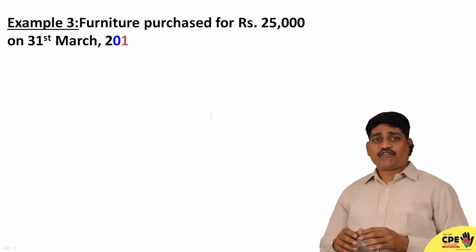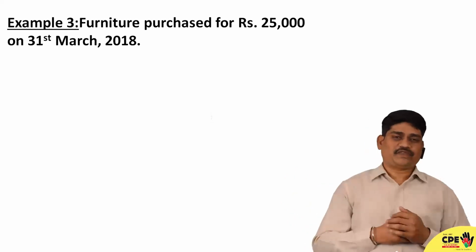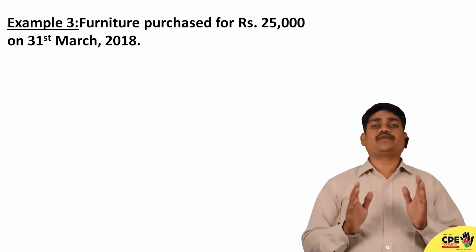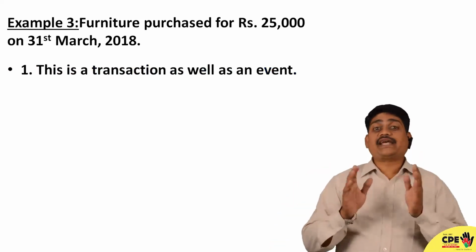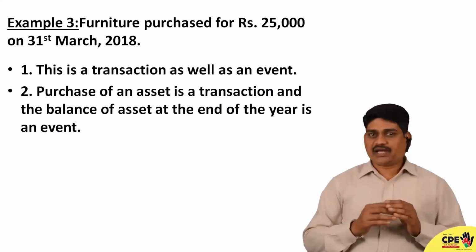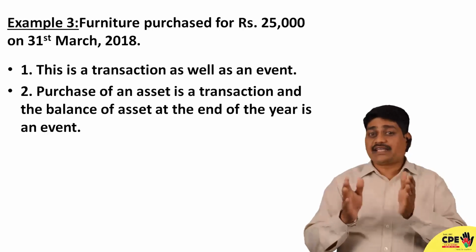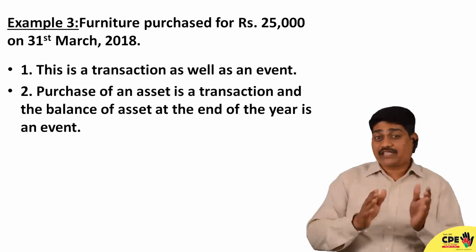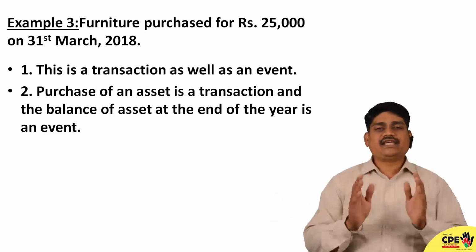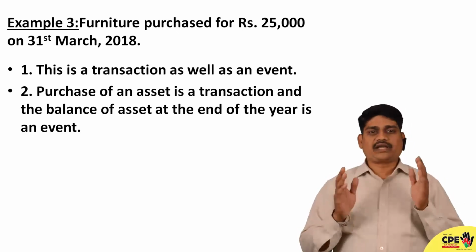Furniture purchased for 25,000 on 31st March 2018. 31st March 2018 means year ending. This is a transaction as well as an event. Purchasing of an asset is a transaction as we discussed earlier, and the balance of the asset at the end is an event, because we bought the furniture at the end of the year. So the balance of the asset at the end of the year is an event. The balance will be carried forward to the next year as a balance. It is an event. So hope everyone understands what is a transaction and what are events.